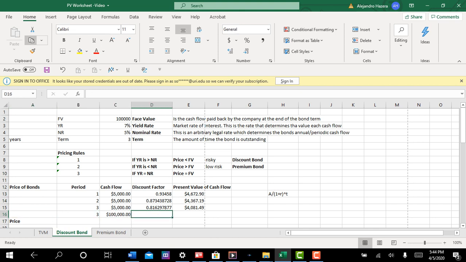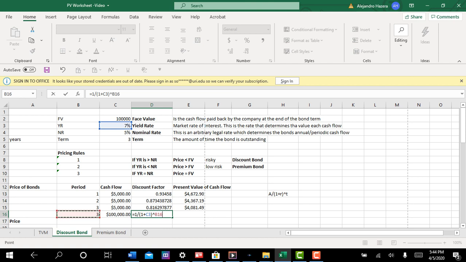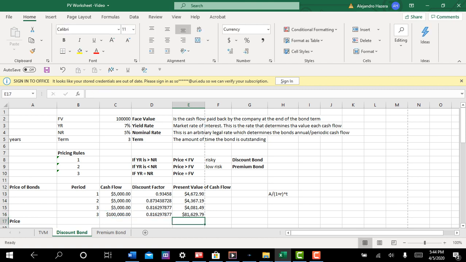Okay, so the discount factor here is going to be 1 divided by 1 plus the yield rate raised to 3 again. We're going to get the same factors we did in the other one. And so once again, $1 received 3 years from now is only worth 81.62 cents. So we're going to just multiply these out. And so that's a large amount.